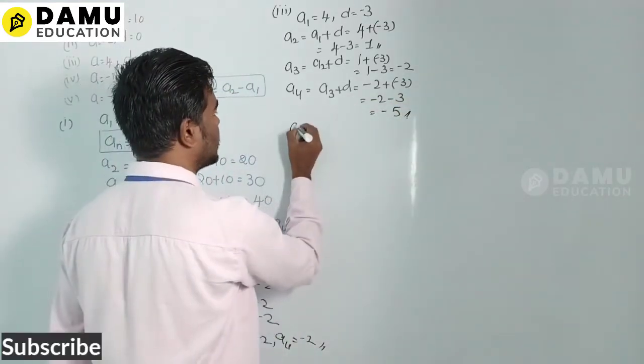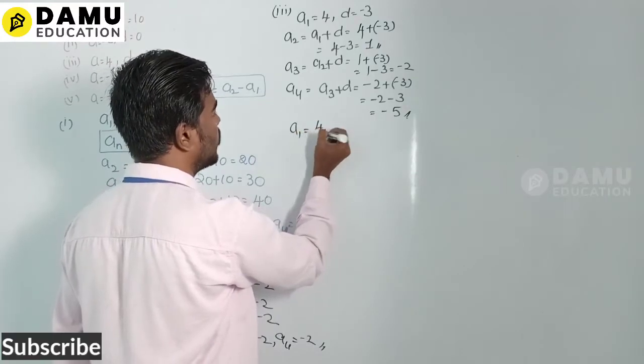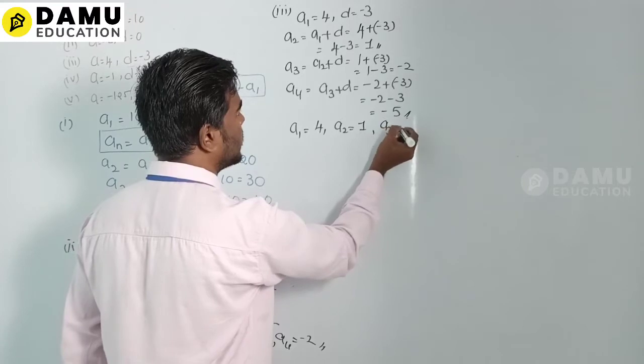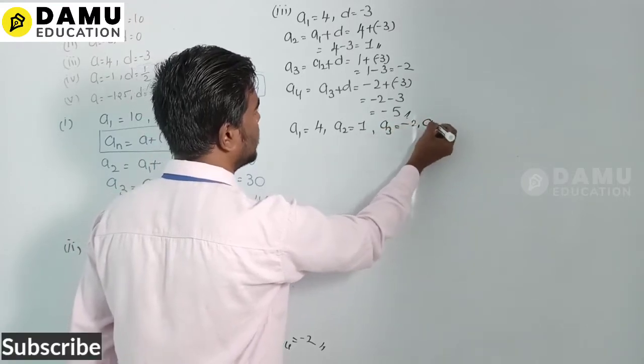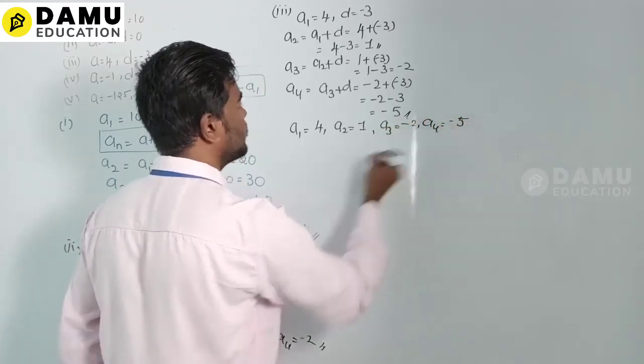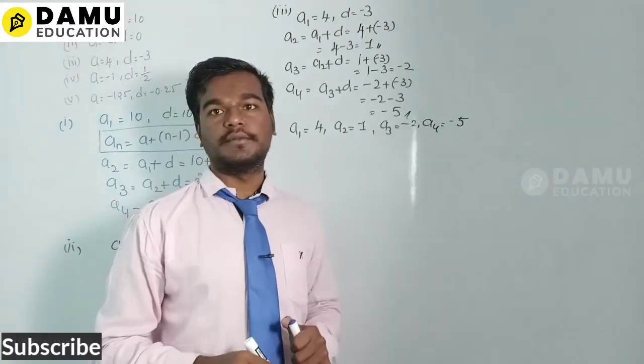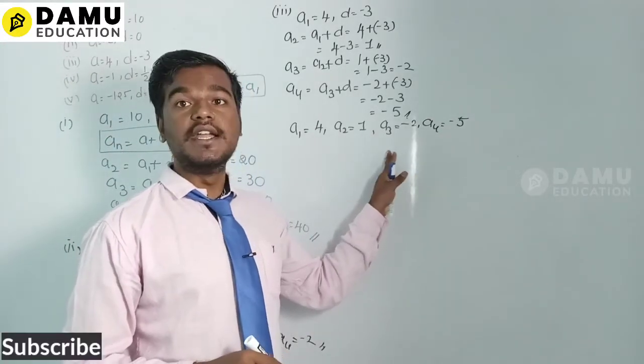So let's write the arithmetic progression. a1 will be equal to 4. Then a2 will be equal to 1. Then a3 will be equal to minus 2. Then a4 will be equal to minus 5. So if you take the difference, we will get minus 3, minus 3, minus 3 as one. So minus 3 is the common difference.